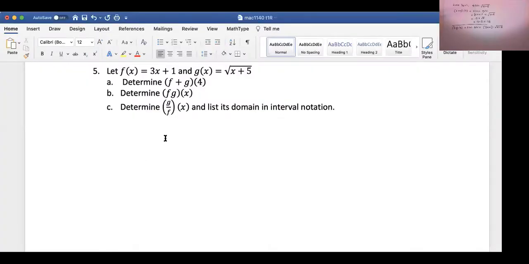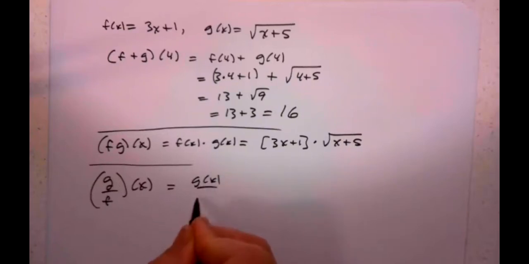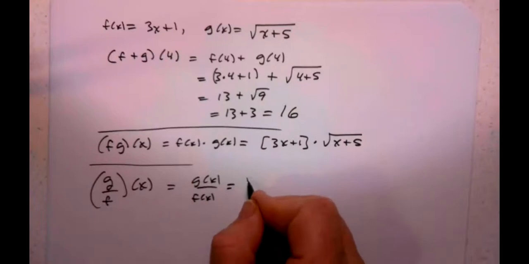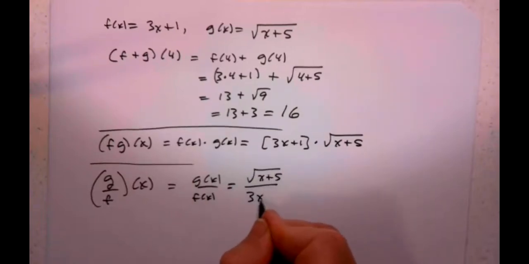And our last question here is g over f, and list its domain. That's a little tricky, okay? So what do I need? I need g over f, a new function of x, and we want to find its domain. So that is g of x over f of x, as we would expect. What is g of x? Square root of x plus 5. What is f of x? 3x plus 1.